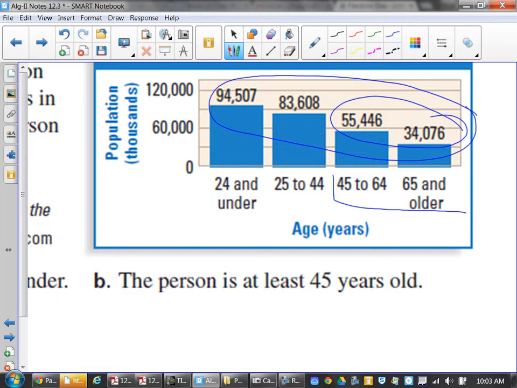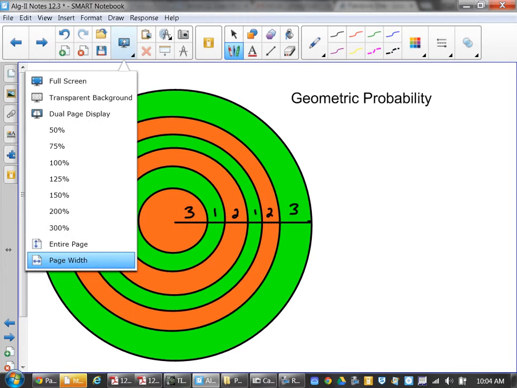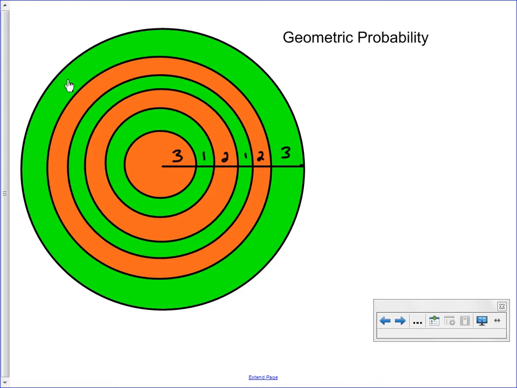All right. So I'm going to leave that one, but I do want to spend some time on geometric probability. Do you remember what geometric probability was? Geometric probability is the area of the favorable region divided by the total region.